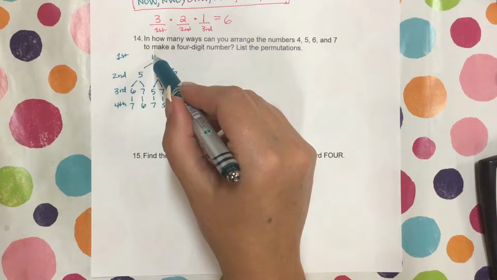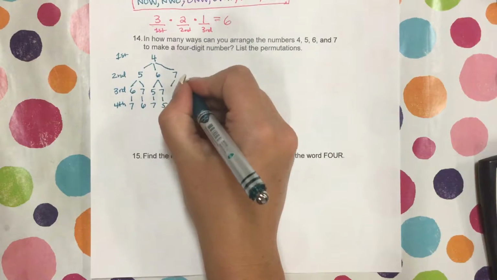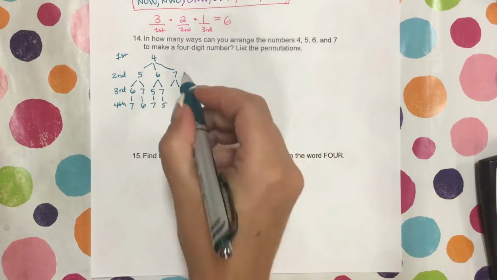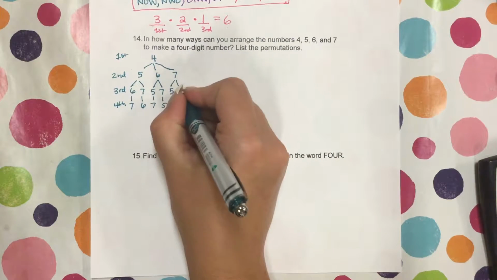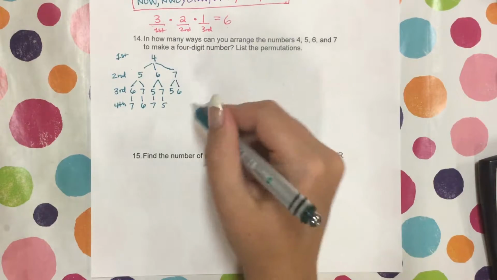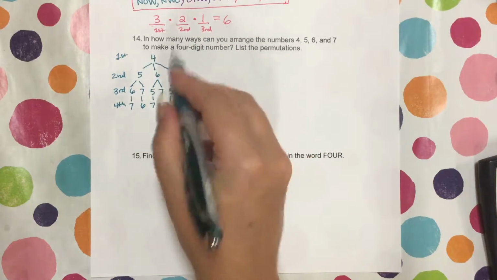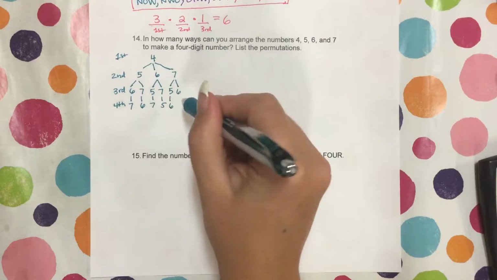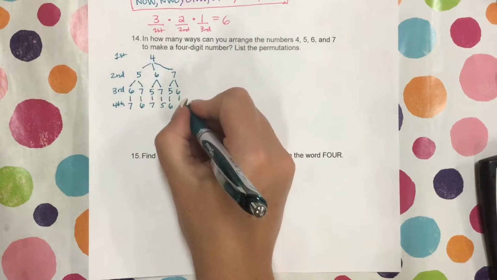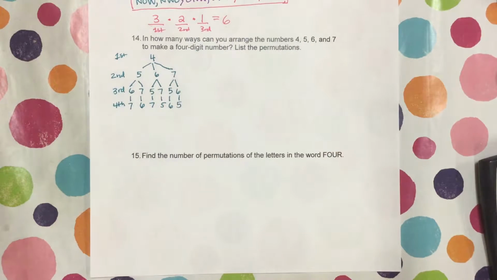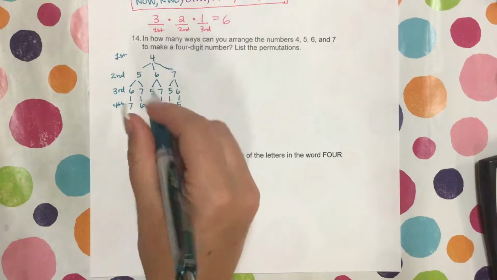If we have a 4 first and a 7 second, then in the third we'd have two options. We would either have 5 or 6, which would mean for the fourth spot for this one, if we have 4, 7, 5, this would have to be 6. And for this one here, 4, 7, 6, 5. So we have quite a few options here. So let's go ahead and list them.